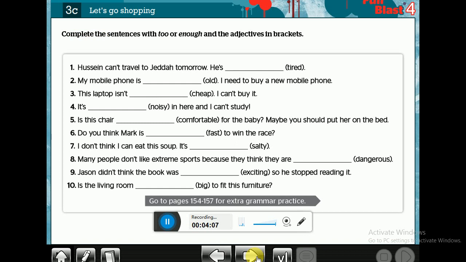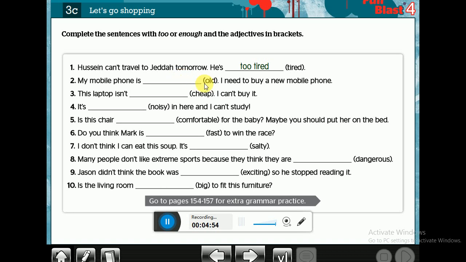Here is a quiz and short exercises for the difference between too and enough. Complete the sentences with too or enough and the adjectives in the brackets. Number 1. Hussein can't travel to Jeddah tomorrow. He is too or enough tired. Tired comes at the end of a sentence. So we have to put too tired. My mobile phone is old. I need to buy a new mobile phone.